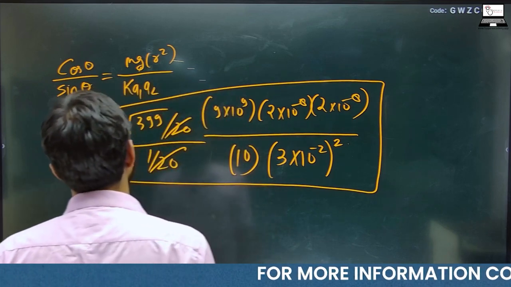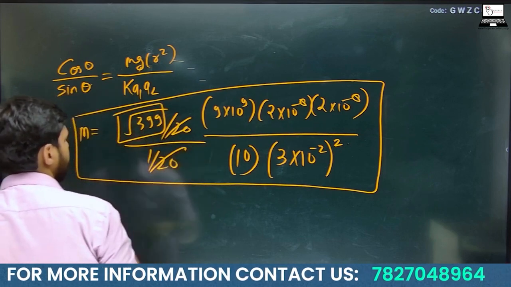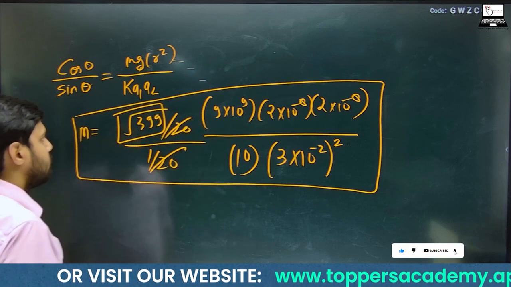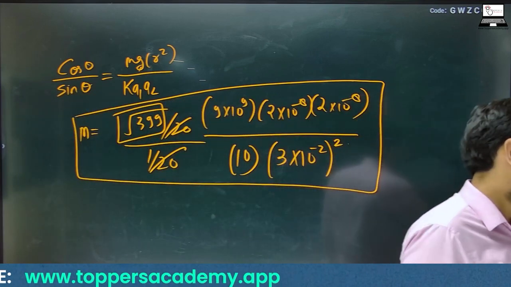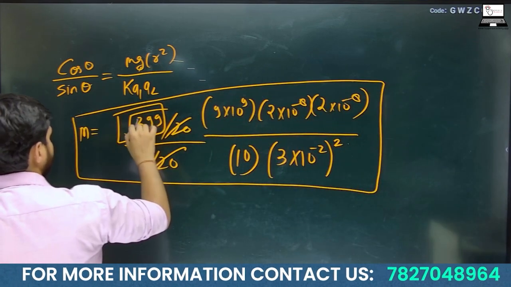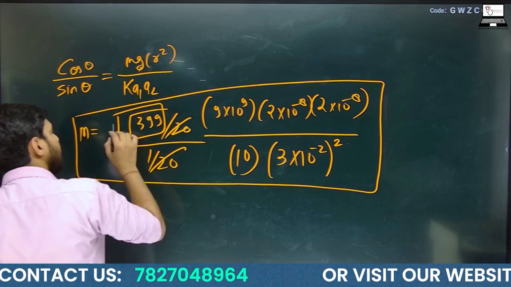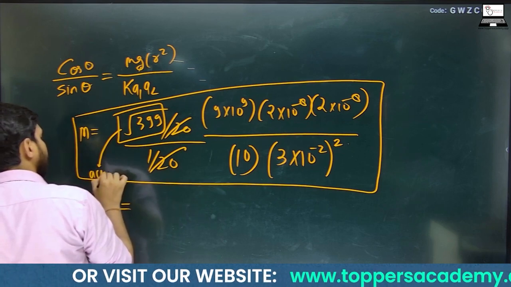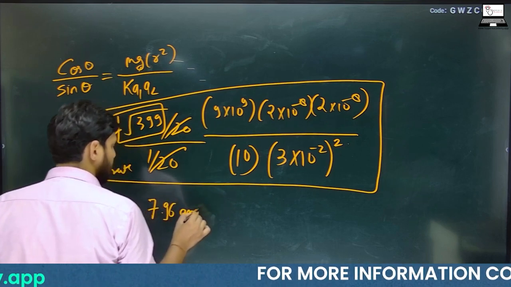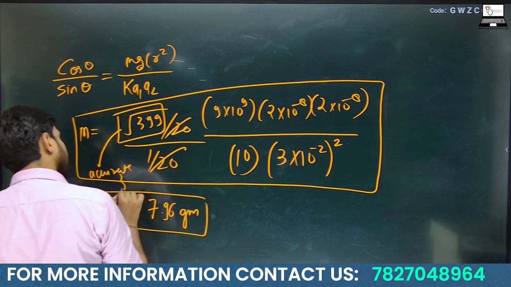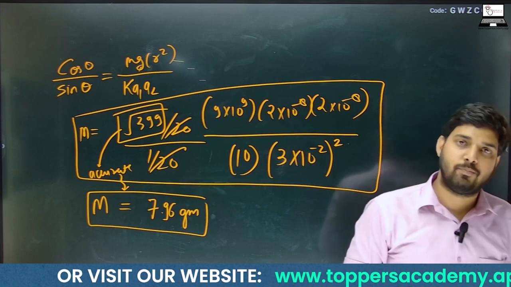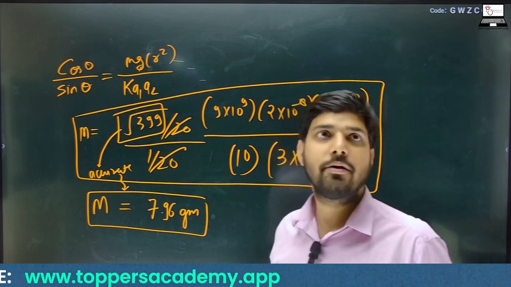Okay, it will not be much. Root 399 is almost 20. So what will be the mass? If we take it as 20, then the mass will be 8 gram. But if we take the accurate value, then the mass that you will get is 7.96 gram. If you just consider it 20, then you will get 8 grams. Clear? I hope you are getting it.